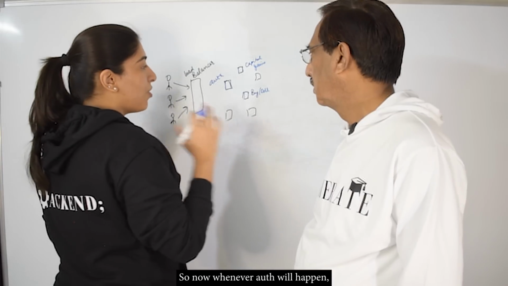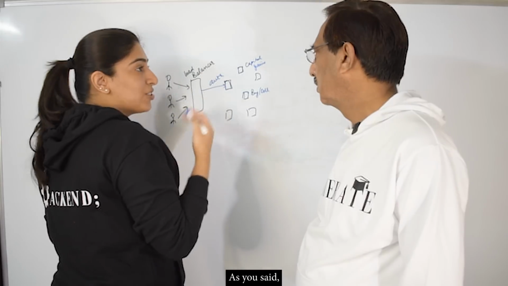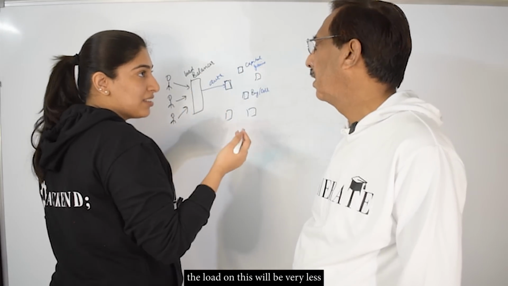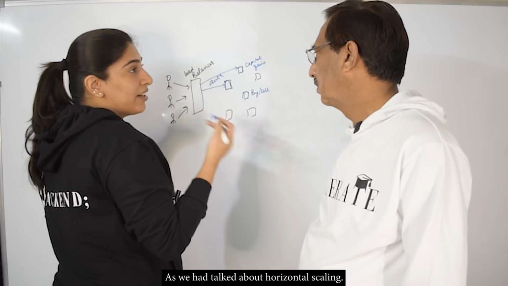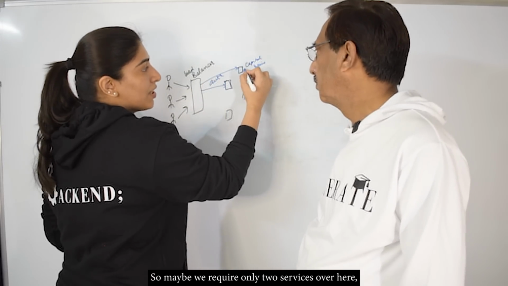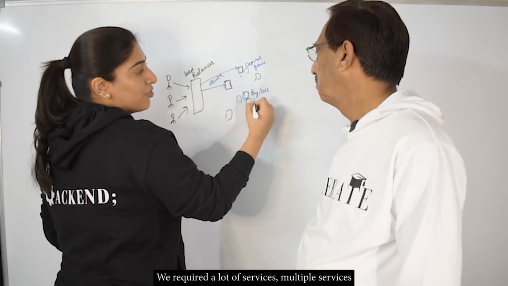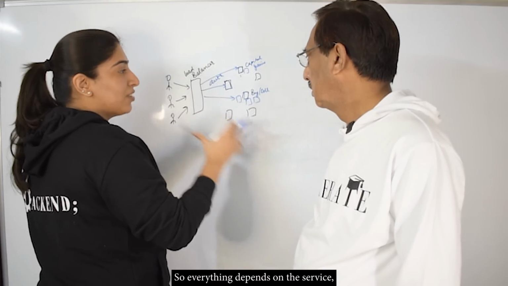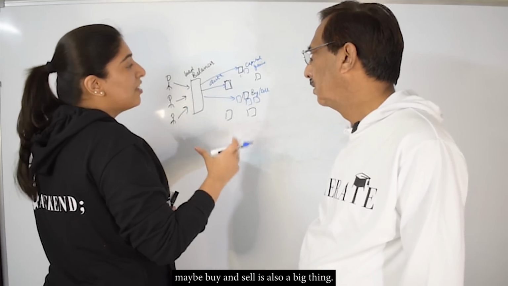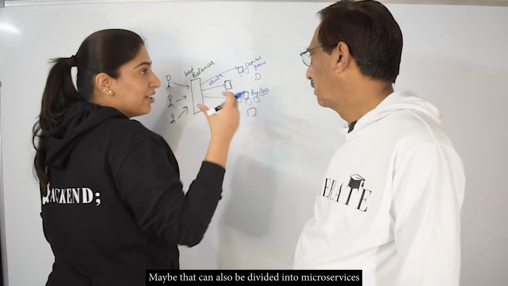So now whenever auth happens, all the requests will go to this service. Whenever capital gains, as you said, the load on this will be very less, because the frequency of the request is maybe more at the end of the year. As we had talked about horizontal scaling, maybe we require only 2 servers over here, but say for buying and selling, we require a lot of servers. Multiple servers. So everything depends on the service, on the business logic. Maybe buy sell is also a big thing. Maybe that can also be divided into microservices.